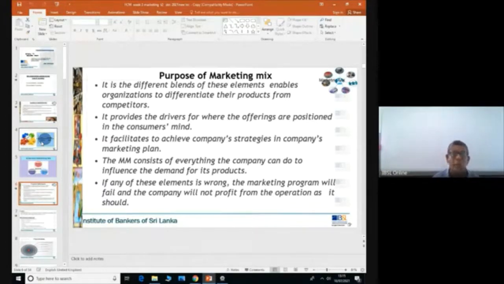All these you can use to differentiate your products and services from your competitor. So one important thing about the marketing mix is that those are the elements you can make use of in such a manner and such a way as to differentiate your product from your competitor. Clear? Second point: it provides drivers for positioning the offering in the consumer's mind.